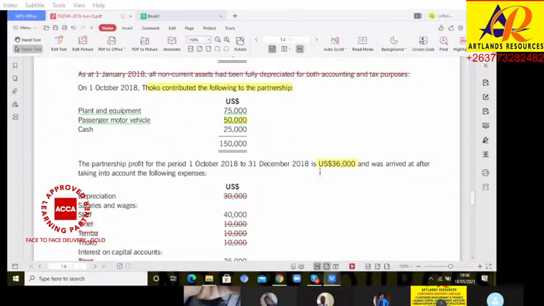So E36, add back depreciation. Then less capital allowances. On plant and equipment, it is 10%. Remember the capital allowances on plant and equipment: 10% of 75. If you forgot the rate, go to the tables. You will find that movable assets are 10%. Then on passenger motor vehicles, it is 20%.